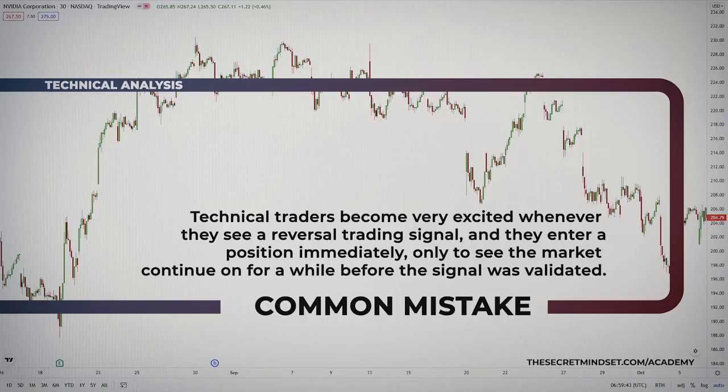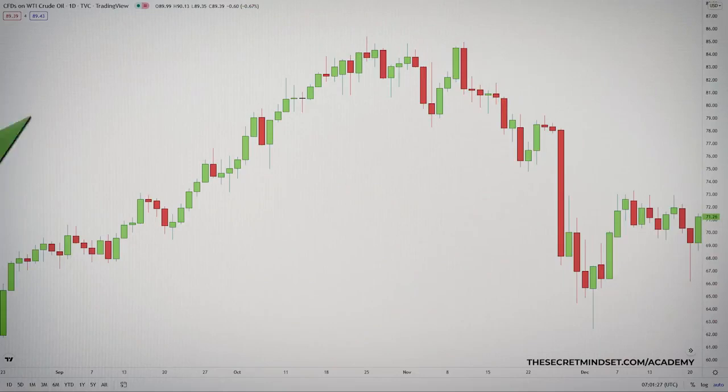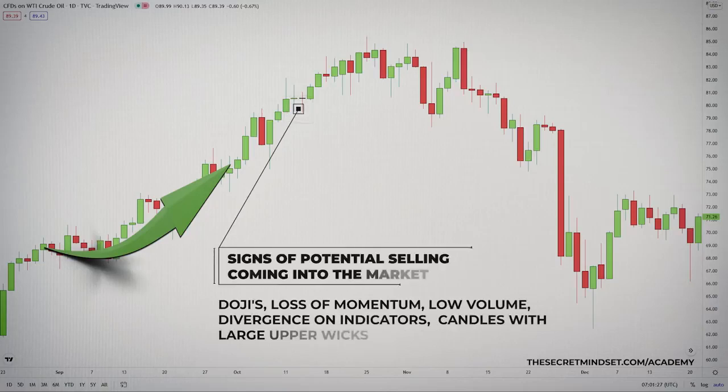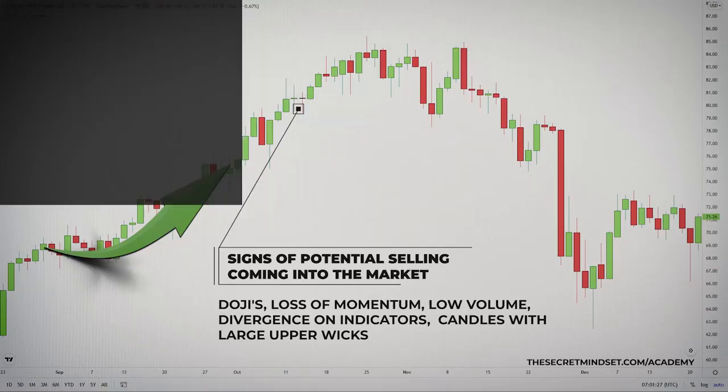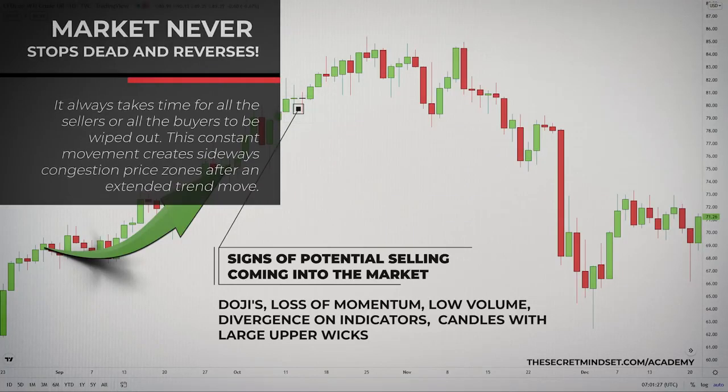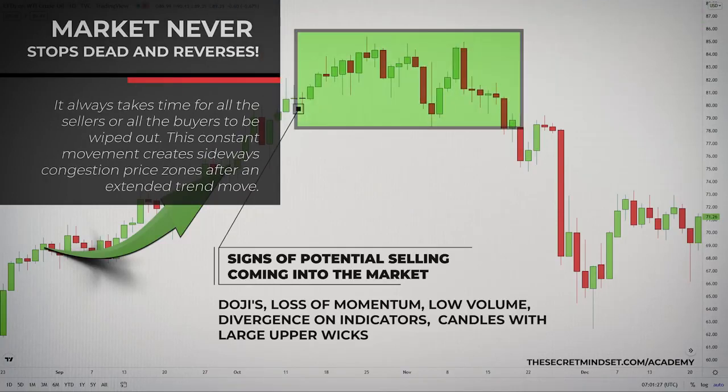only to see the market continue on for a while before the signal was validated. Let's take this example of an uptrend where the market was increasing over a period of several up candles. At this point, you begin to see signs of potential selling coming into the market. The buyers are being overwhelmed by the sellers. However, they are not overwhelmed immediately within the price action of the candle. The market never stops dead and reverses. It always takes time for all the sellers or all the buyers to be wiped out.